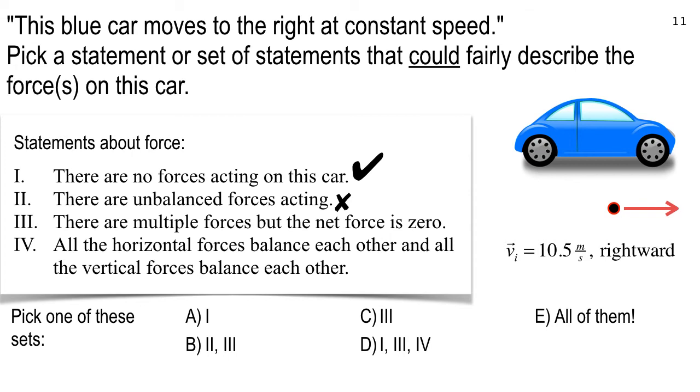Now, option 2, why is that incorrect? Why is option 2 not correct? This is constant speed. It's constant speed, so therefore what? Therefore, there is no unbalanced force. If it's constant speed, there's no unbalanced force. Everything balances. Okay?